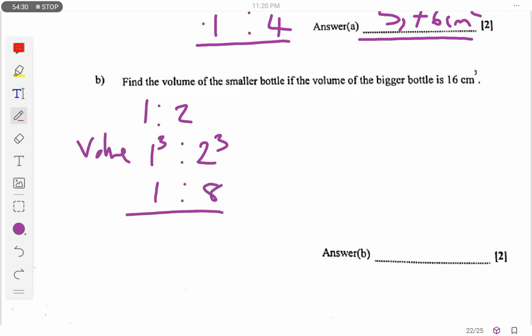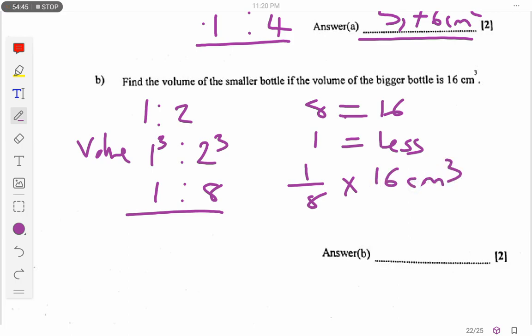Okay. So we are given for the bigger, we want to calculate for the smaller one. So 8 is equal to 16 and 1 is equal to less. Okay, so it's going to be 1 over 8 times 16 cubic centimeters. So the smaller one is 2 cubic centimeters. That's the answer there.